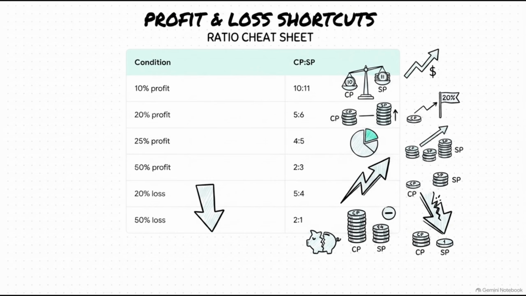Notice how common percentages map instantly to simple ratios. A 10% profit is a 10 to 11 ratio. A 20% profit instantly means the ratio of cost price to selling price is 5 to 6. Or take a massive 50% loss. That just means a 2 to 1 ratio, right? You spent double what you made. Grasping these is like seeing the matrix. You instantly understand the underlying mathematical architecture.